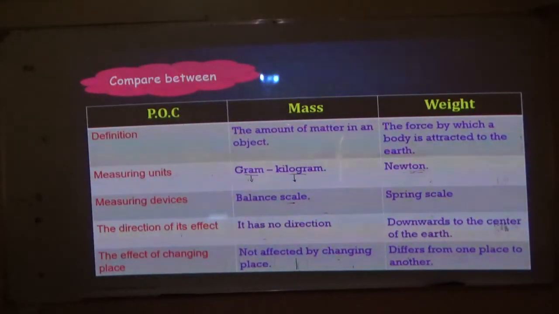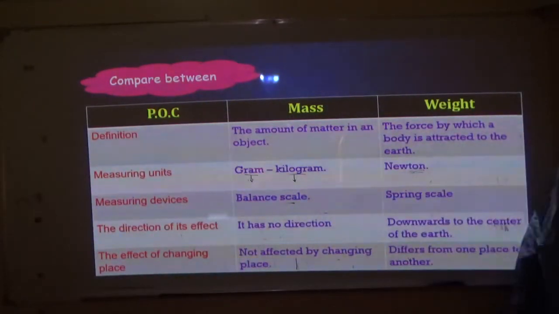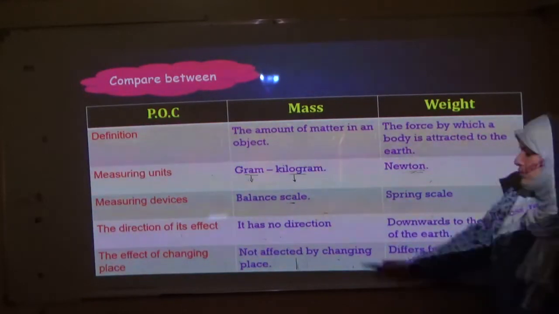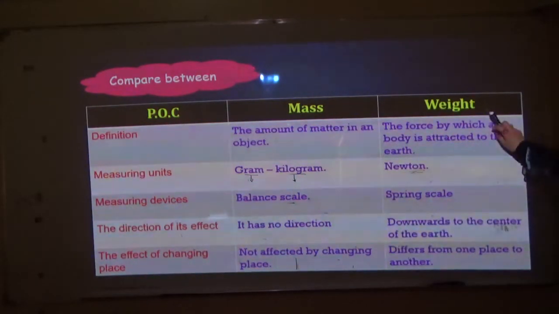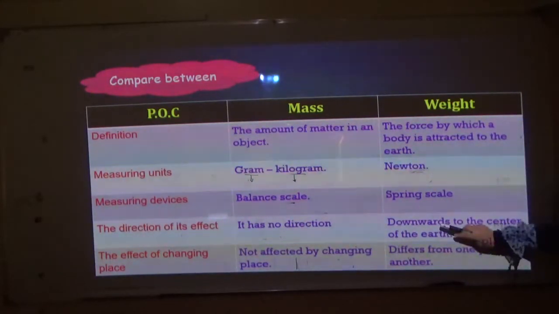For the direction of its effect, I start with the mass. Mass has no direction. But for the direction of weight, all objects are attracted downward by a force called weight or gravity. So the direction of the weight is downward to the center of the earth.